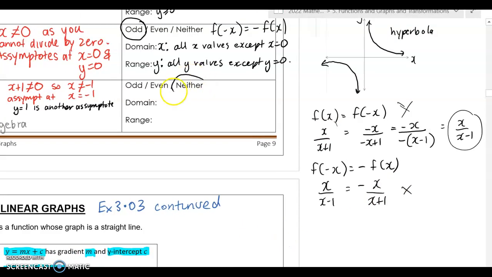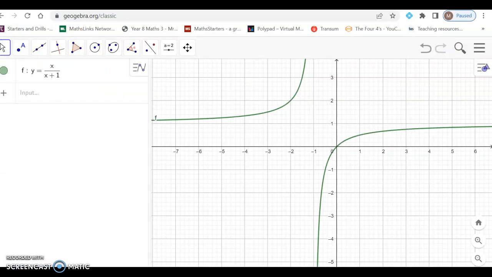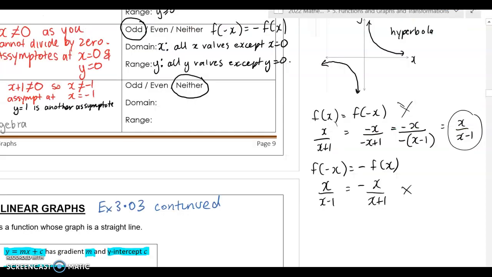So it's neither. Now let's have a look at the domain and our range. If we jump back into GeoGebra to see what that looks like, there the graph is again. So we're going to have all x values except for x equal to minus 1 because that was an asymptote. And we're going to have all y values except y is equal to 1 because that was our other asymptote. Jump back in and we'll pop that in. So domain, all x except x equals -1, and our range is all y except y equals 1.